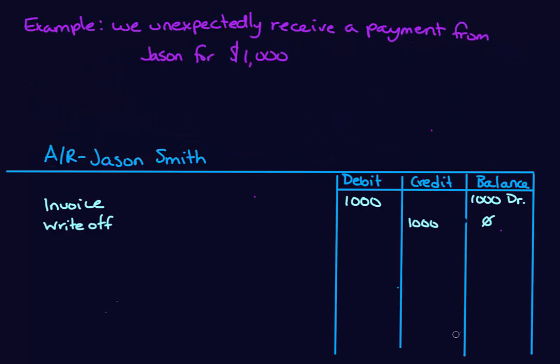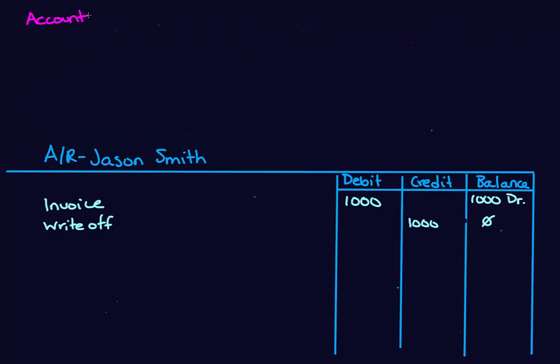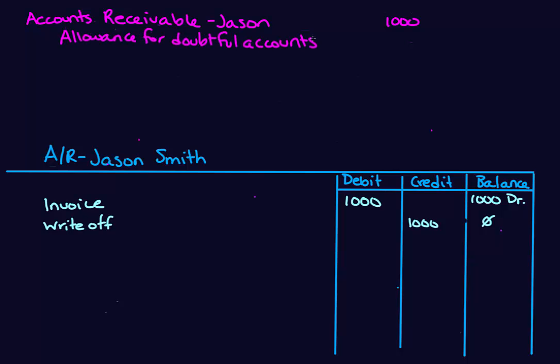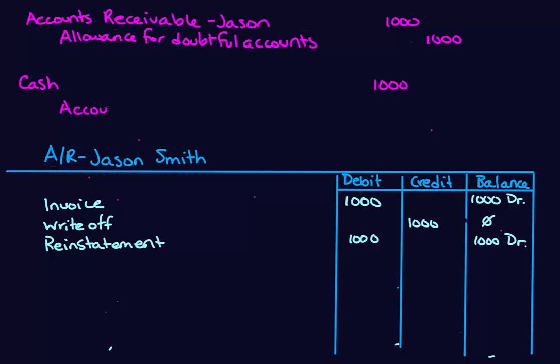If for some reason the customer then has enough money to pay you at a later date and they unexpectedly send you a check in the mail, we need to make 2 journal entries. One to reinstate his account and one to collect the payment. So our first journal entry is going to look like this. It's going to be a reversal of our write-off journal entry. Our debit's going to be to accounts receivable with the customer's name for $1,000, and the credit is going to be to the allowance for doubtful accounts.